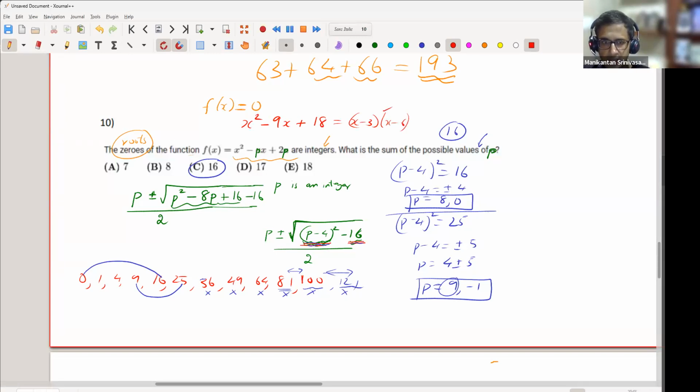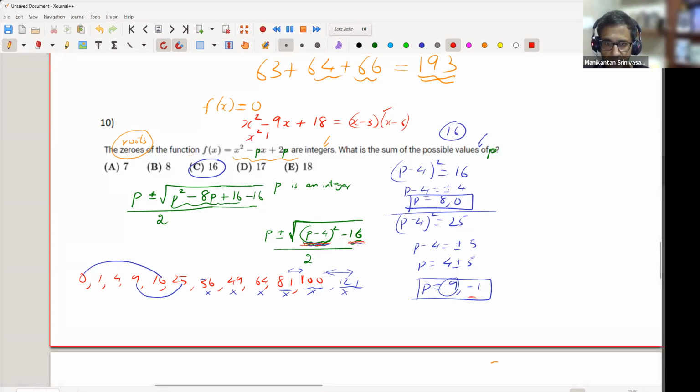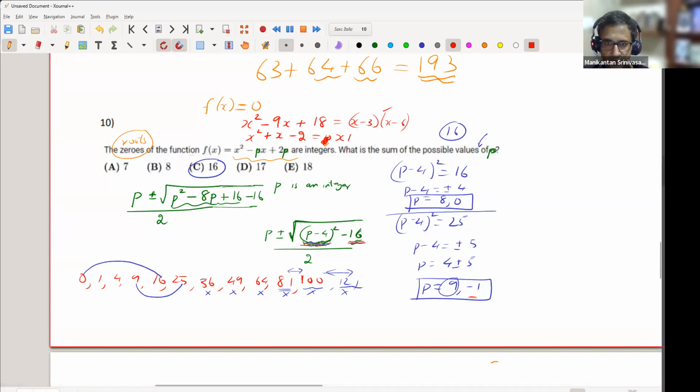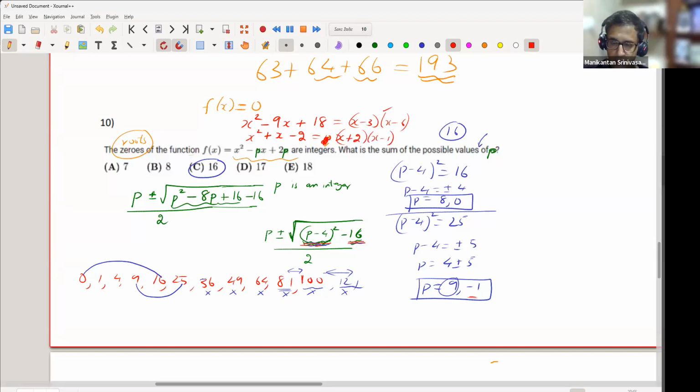Let's try, I don't know, minus 1. So it's x square plus x minus 2 equal to 0. That's what we have to solve, right? So this also factorizes, right? x plus 2 times x minus 1. The roots are minus 2 and 1, which are both integers. Okay, so we are convinced that what we are working out is fine. Yeah, makes sense?